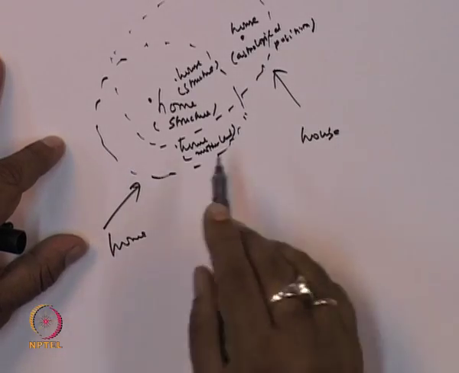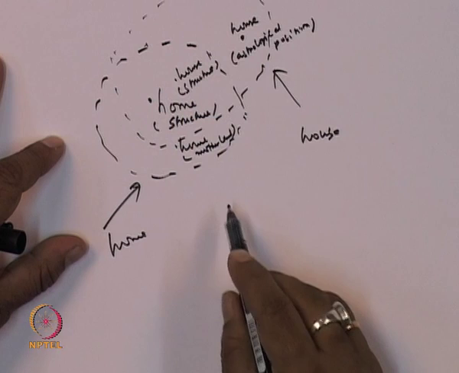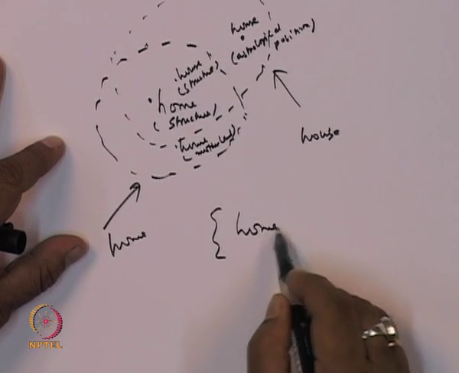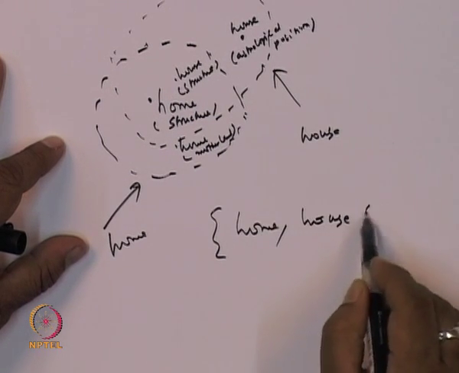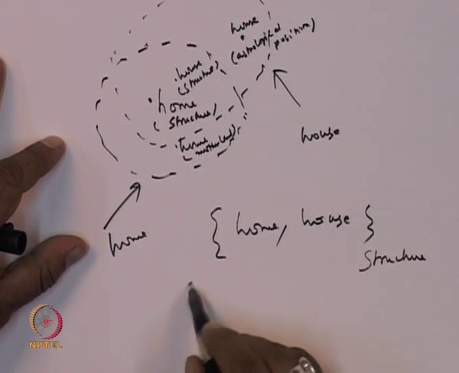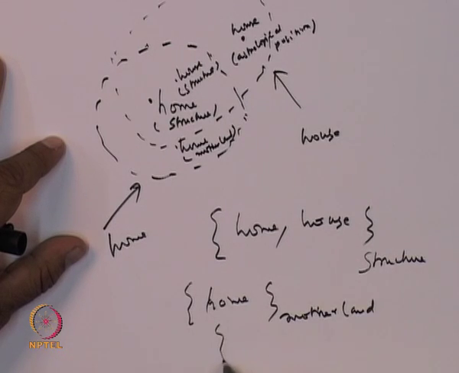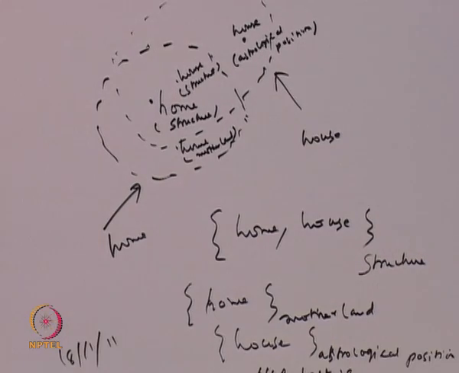Okay. So, from this diagram, isn't it obvious that we can put home and house together to mean the structure sense, and we can put home as a separate set to mean motherland, and we can put house as a separate set to mean astrological position. So, this is a fairly important concept.